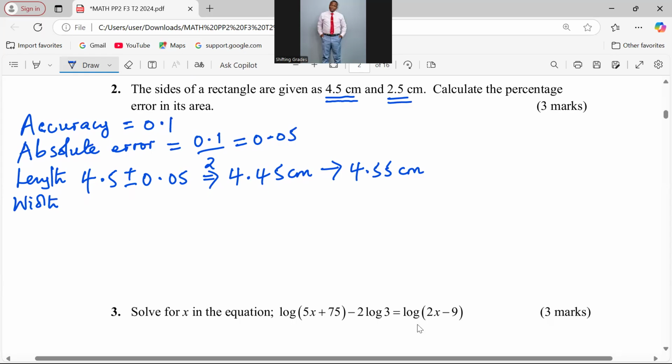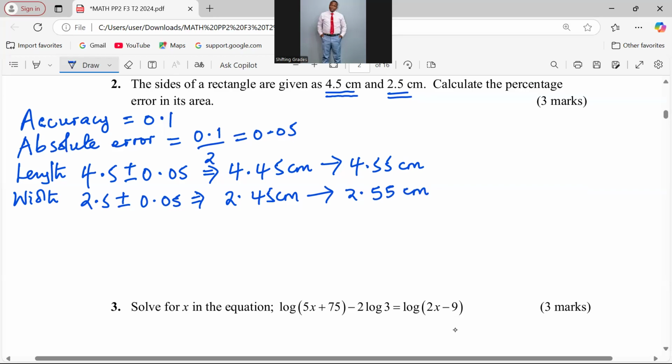The limits of the width, which is 2.5, when we add or subtract the same absolute error, because they have been recorded to the same accuracy. Then we shall talk about 2.45 centimeters to 2.55 centimeters.